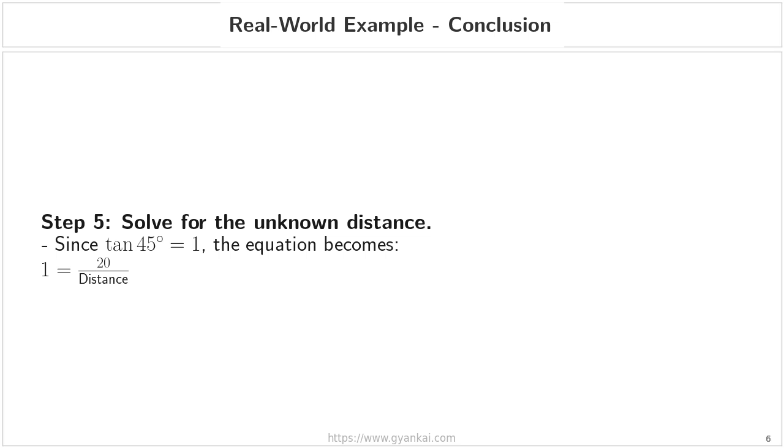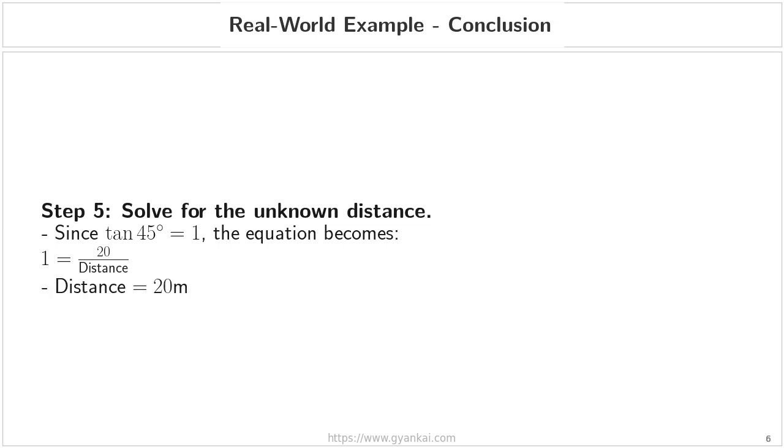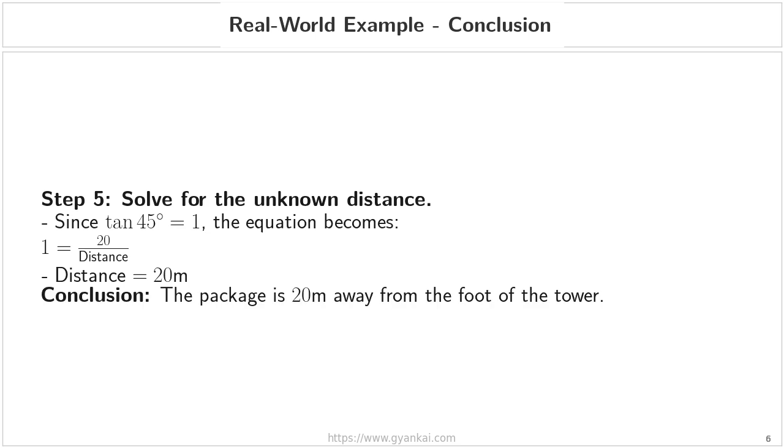1 equals 20 divided by distance. To isolate the distance, we can simply multiply both sides by the distance, which leaves us with distance equals 20 meters. And there is our final answer. To conclude this problem, we can state clearly that the package is located 20 meters away from the foot of the tower. Before we wrap up this lesson, I want to point out a few common pitfalls students often encounter, so pay close attention to the next slide.